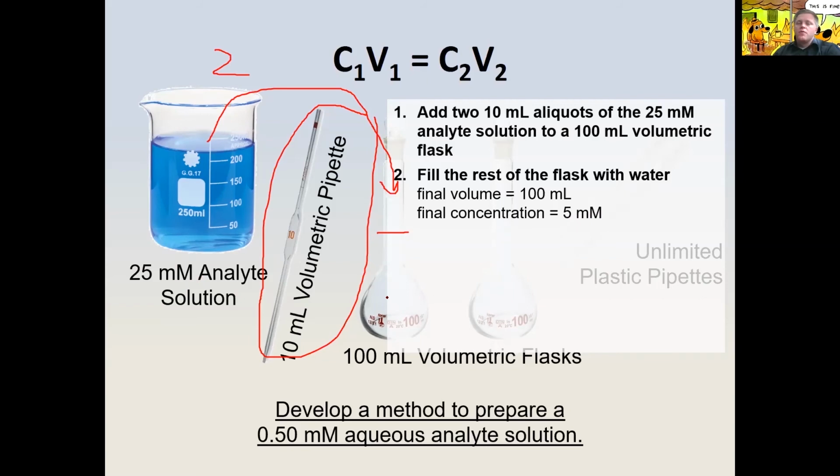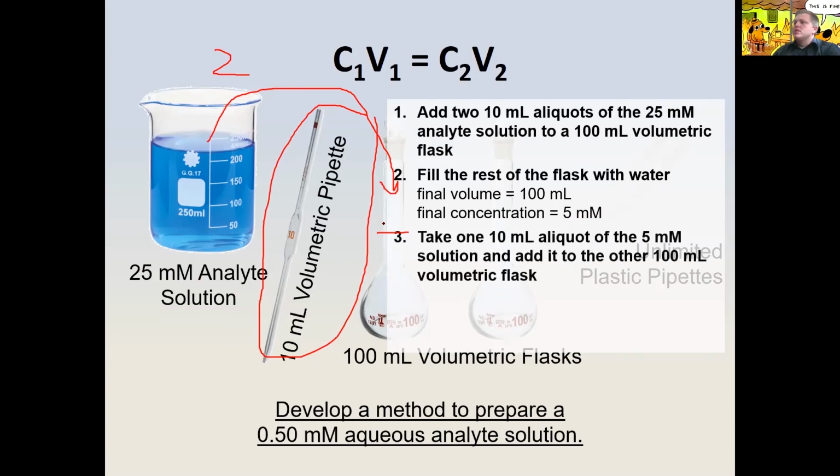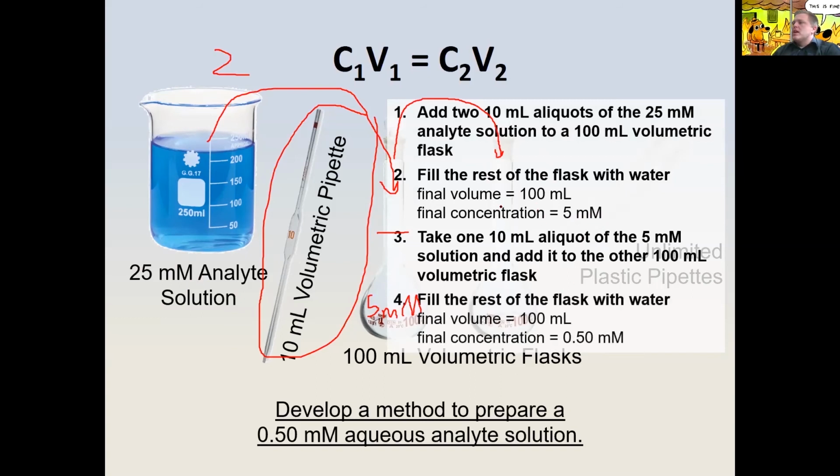Let me know if you have questions about that. The next step that we would do is from this solution that has 5 millimolar in it, we would take one more aliquot of that and put it in this other volumetric flask, which is behind my words over here. And then we would fill the rest of this guy up with water.